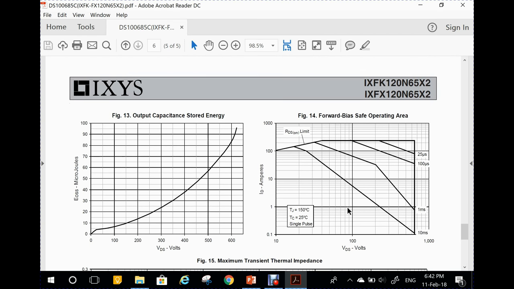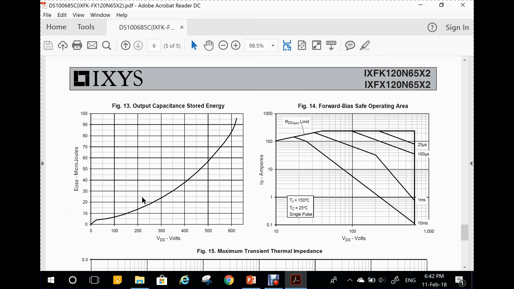And this is also something that I have discussed in one of the other videos. Let's talk about this safe operating area, SOA as it is called. This tells us what are the conditions that you can operate the device safely in terms of voltage and current.